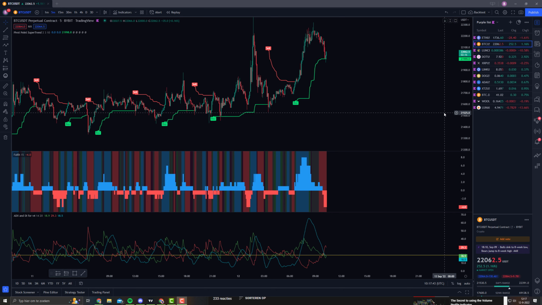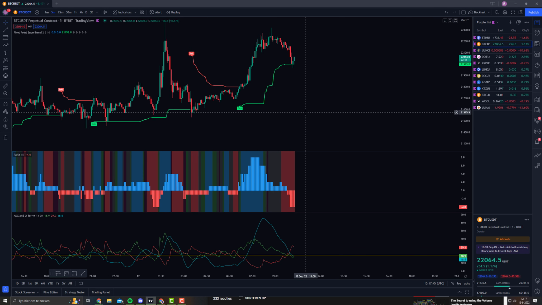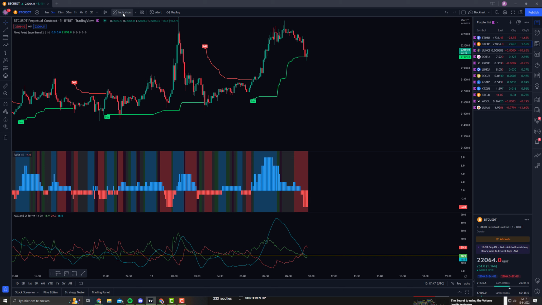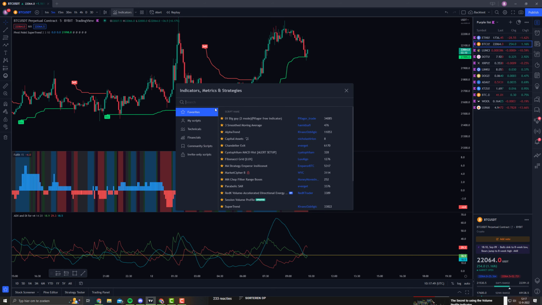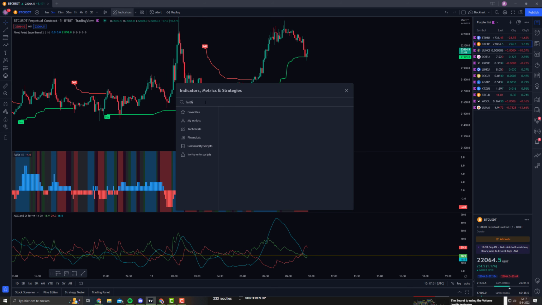So for this strategy, you're going to need 3 indicators. If you go to the indicators tab, look for the Fib indicator of Heikin Punter. If you add that one, you should be fine. Then you look for the ADX and the DI of BYBIT. If you add that one, you should be fine as well.